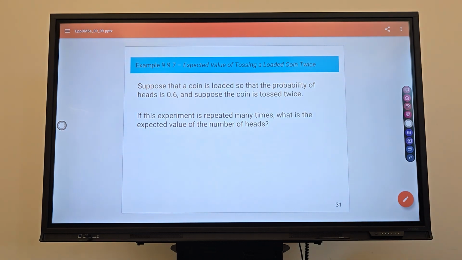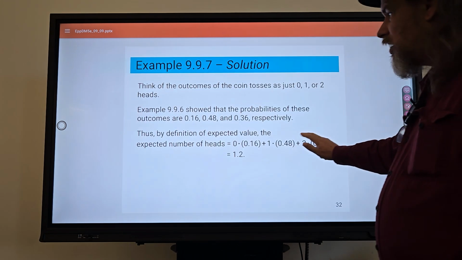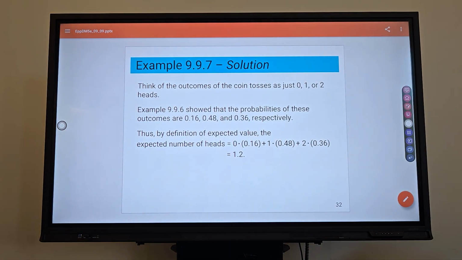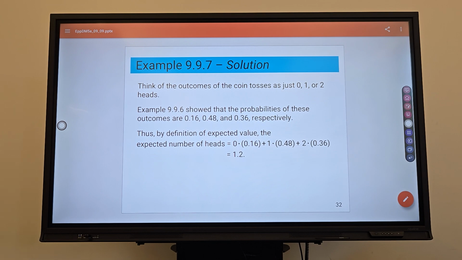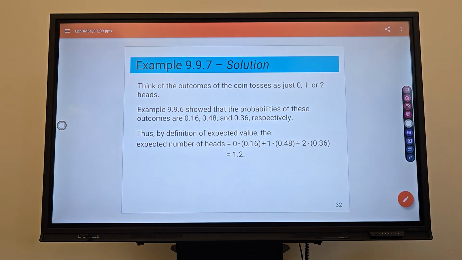Now suppose a coin is loaded with the probability of heads being 0.6, and suppose that the coin is tossed twice. If this experiment is repeated many times, what is the expected value of the number of heads? Think of the outcomes of the coin tosses as just 0, 1, and 2. The probabilities of these outcomes are 0.16, 0.48, and 0.36 respectively.